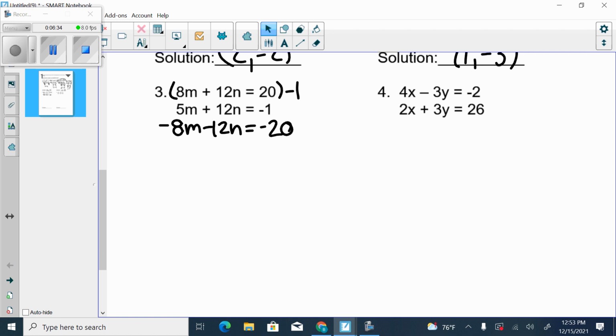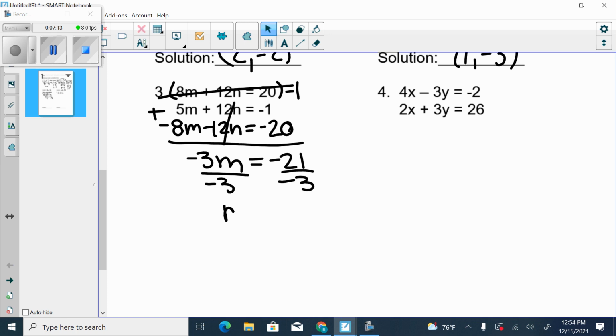So what we did is we fixed this top equation. We don't need that one anymore because we fixed it. And I'm going to add it to the other equation. Okay, so what is 5 plus negative 8? Okay, and what happens to our 12n and negative 12n? And negative 1 plus negative 20. Very good. So how are we going to solve for m? Just divide. So m is equal to, that's good.